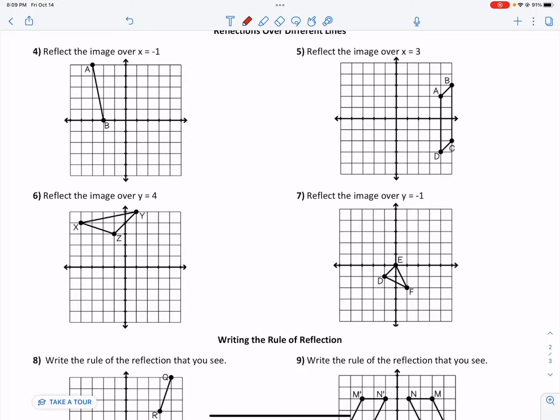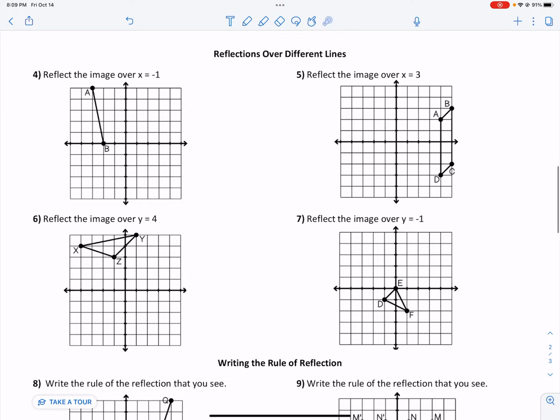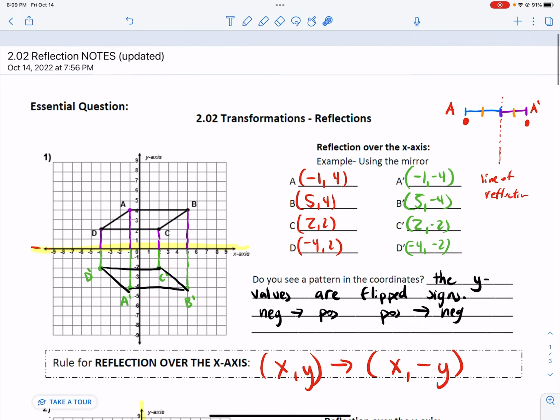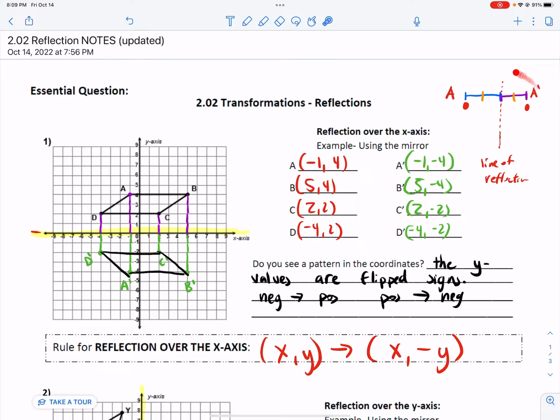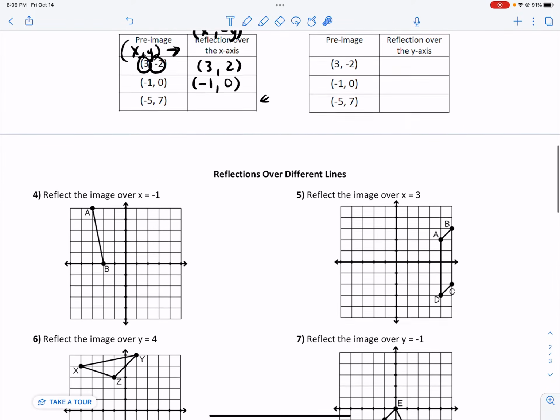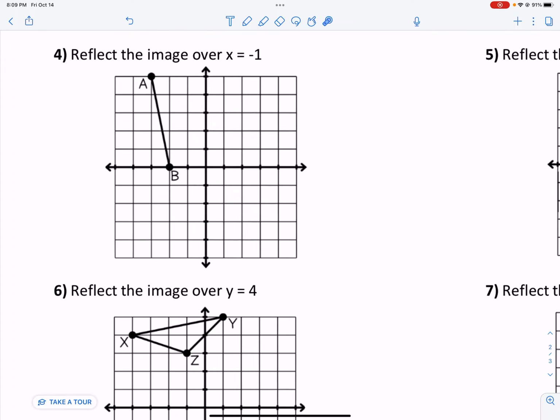Alright, and for our last part, we're going to be reflecting over lines that are not the x-axis and y-axis. So we're going to apply the same understanding I showed you over here, where the distance from the pre-image to the line of reflection will be the same as the distance from the line of reflection to the new image. Right, so reflecting the image over x equals -1.